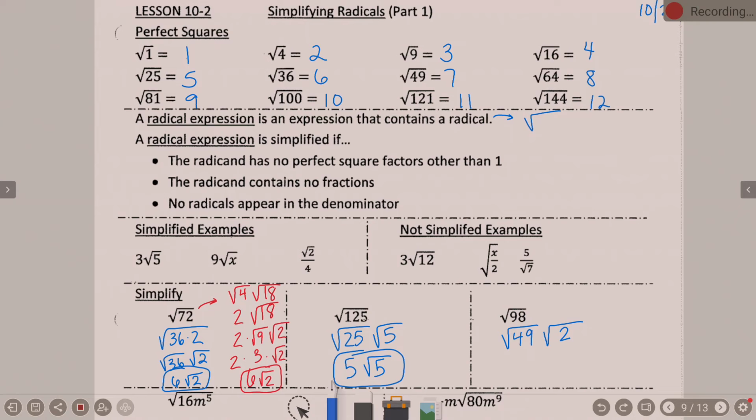Okay, what do we know here? Square root of 49 is 7. Square root of 2 is a decimal. 1 times 1 is 1. Don't fall for that trick. Square root of 2 is a decimal, so we're going to leave it as the square root of 2. So 7 square root of 2.